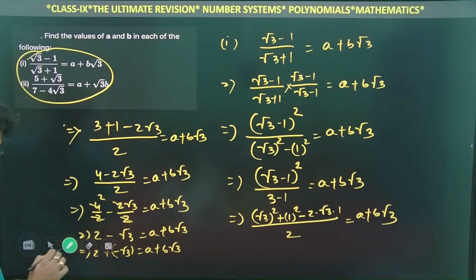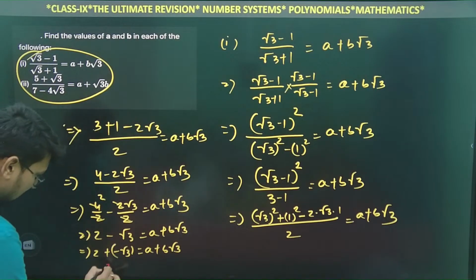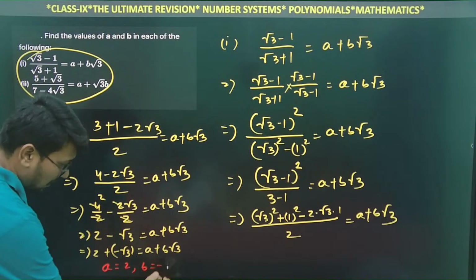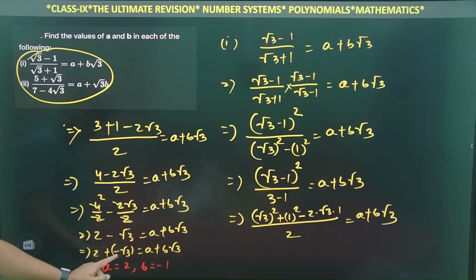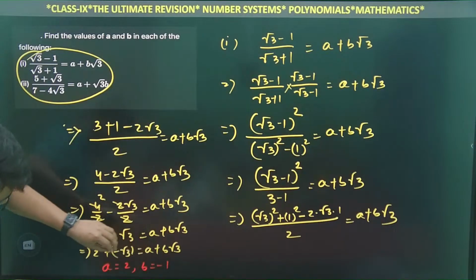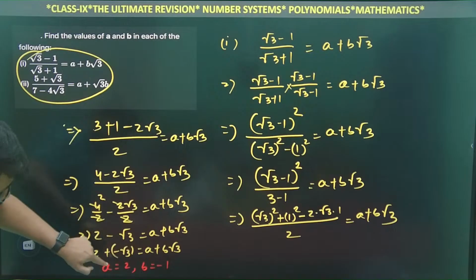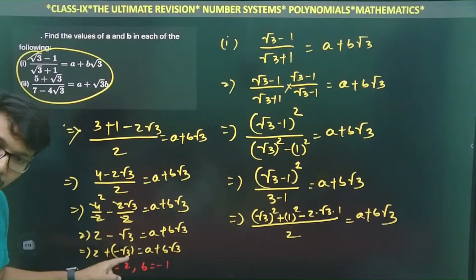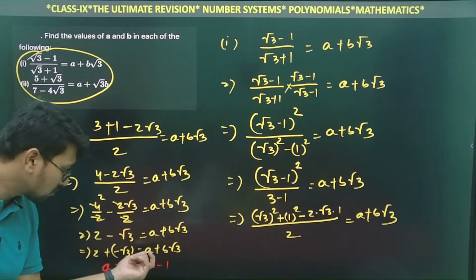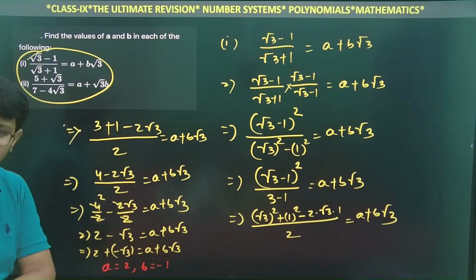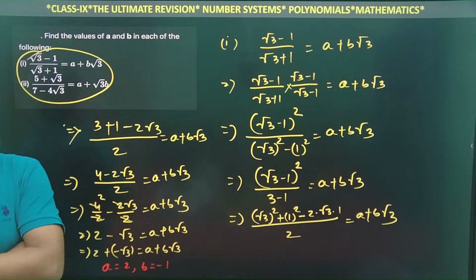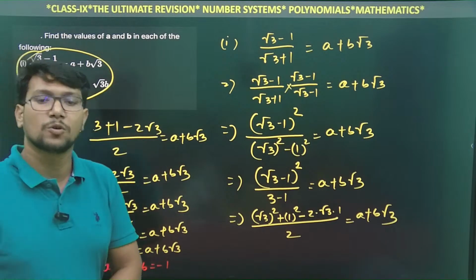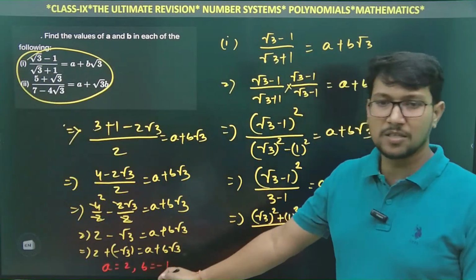What is a? A is 2. What is b? Minus 1. Because here minus 1 into √3 is there, that is b√3. The first term is a, and here the first term is 2, so 2 equals a. The second term is plus b√3, and here plus minus √3 is there. So √3 is there, therefore this minus will be b, but not minus 2. That is minus 1, because the minus has multiplied with √3. Got it? So have you got this value?